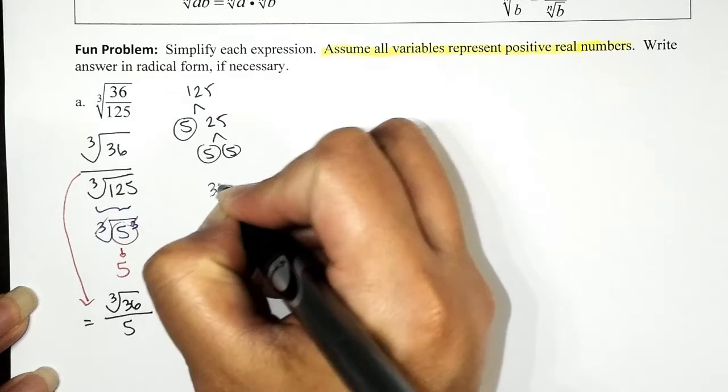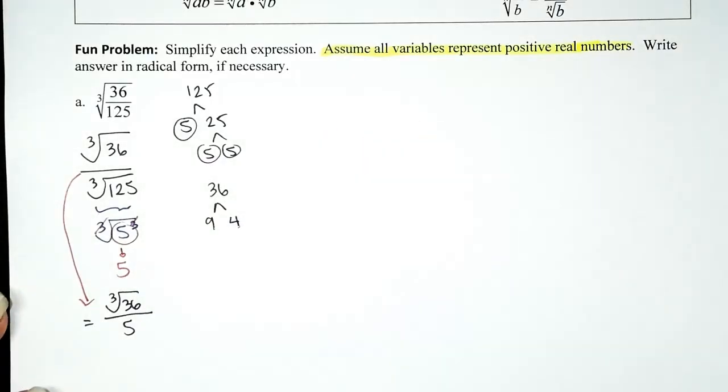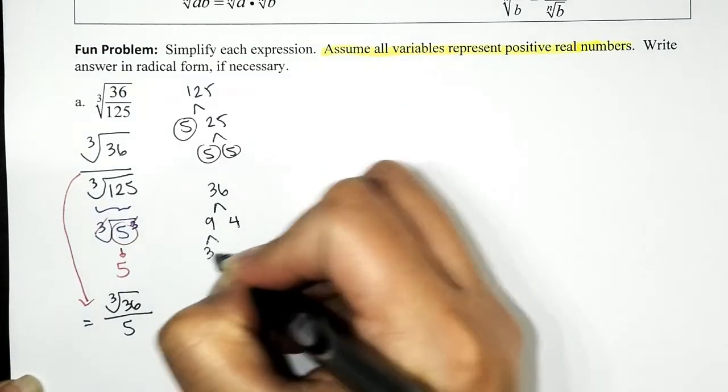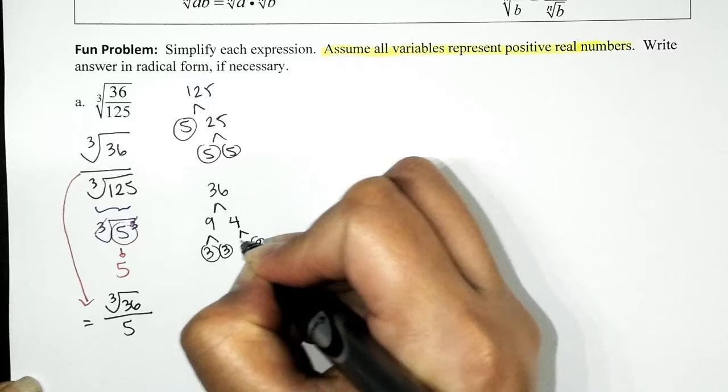So 36, when we branch it out however you like, I'm going to do 9 times 4. Branch out 9, that will give us 3 times 3. Branch out 4, that will give us 2 times 2.